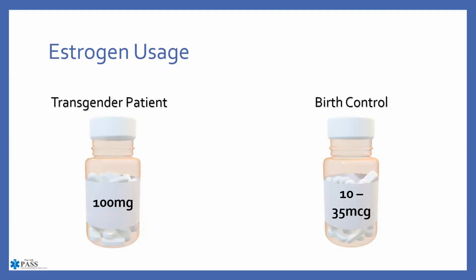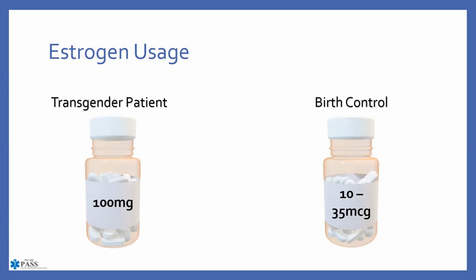So here's why. If the transgender patient is taking estrogen in any of the hormone replacement therapies, they're going to take 100 milligrams of medication. For a patient on birth control that we just discussed, it's anywhere from 10 to 35 micrograms. So you can see and appreciate, hopefully, that 100 milligrams is a much larger dose that your transitioning patient is required to take, as separate from the birth control patient that everybody is aware of.